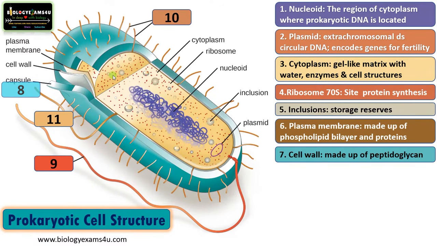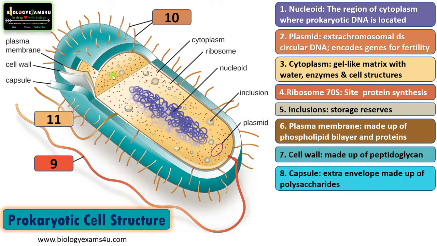And the next structure is the capsule. In some bacteria, there is an extra covering or extra envelope that is seen outside the cell wall that is made up of complex polysaccharides. This capsule protects bacteria from desiccation or dehydration, and also helps them survive in harsh environments. Often, the majority of capsulated bacteria are more virulent and pathogenic compared to non-capsulated bacteria.